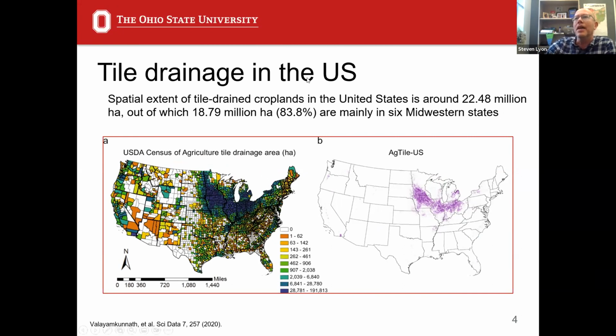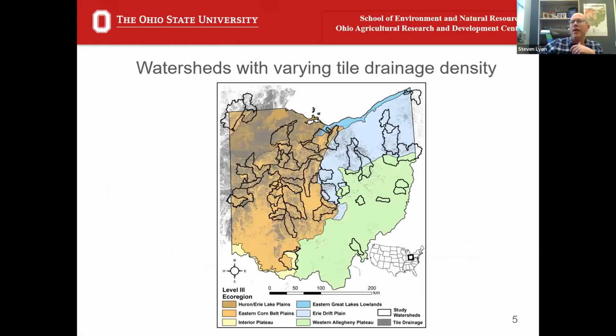And it's about over 80% of tile drainage is in those 6 states there. And you can see Ohio here highlighted. By and large, tile drainage, especially in the north and west, in that flat part of the agricultural state that we live in. And so we were interested in looking at a little bit, how does all that tile drainage impact stream flows across the state?